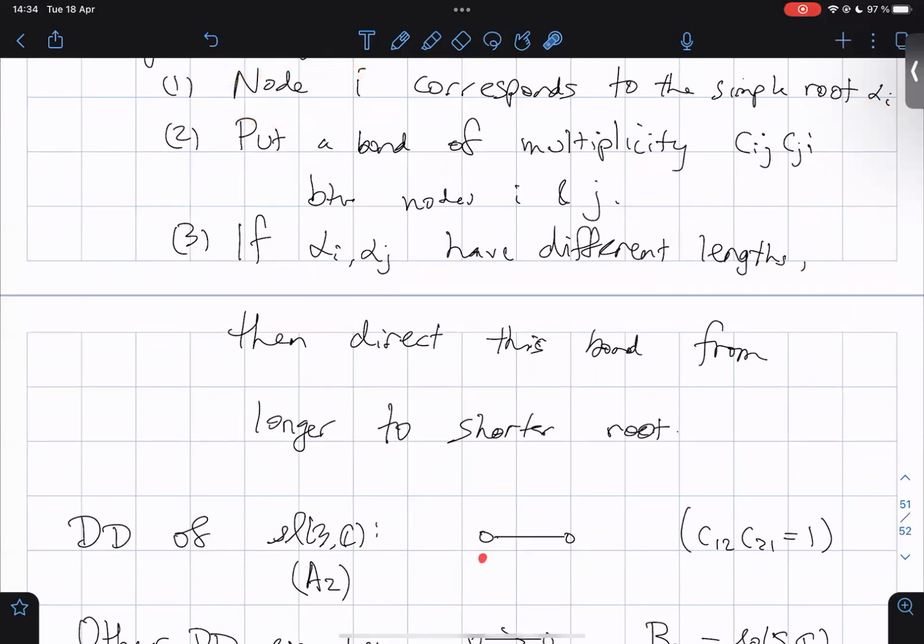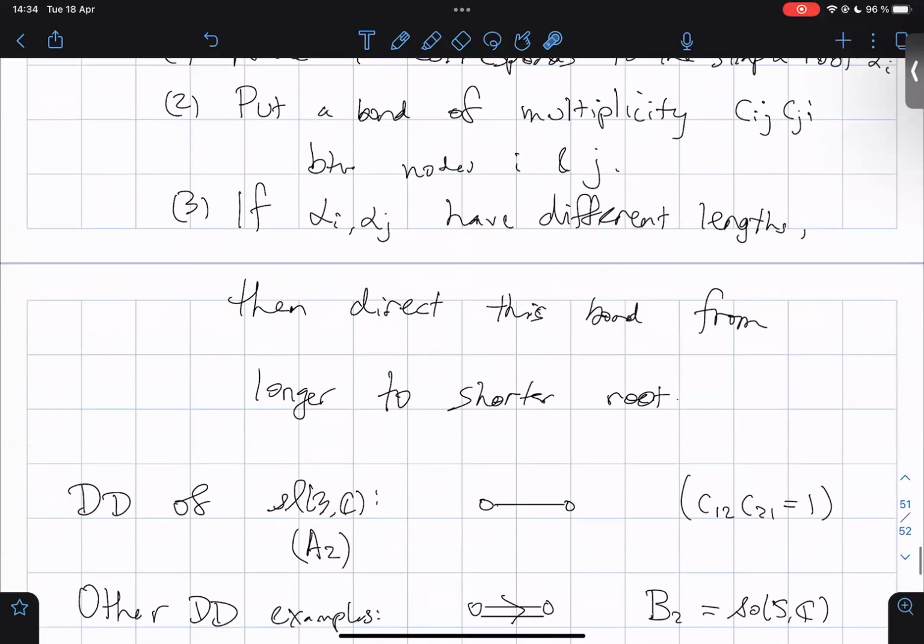So this one is alpha 1. This is alpha 2. Put a bond of multiplicity Cij, Cji. So here's just C1,2, C2,1. So we're putting a single bond. If alpha i and alpha j have different lengths, that doesn't apply to SL3. They have the same length.